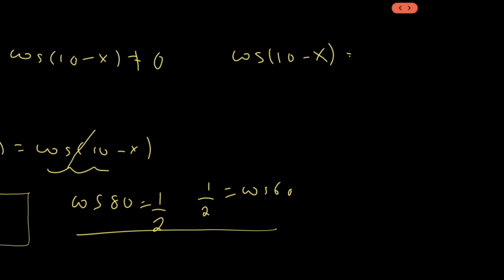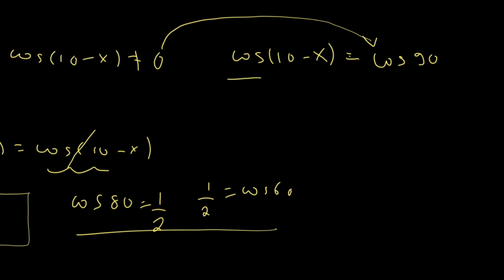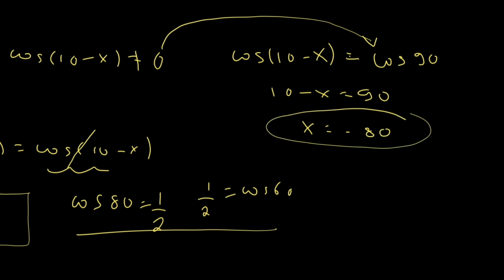Now we know that cos of 90 degrees has a value 0, so we can replace 0 with cos of 90 degrees. Okay, now we have cos on both sides, so we can simply compare the angles. Therefore 10 minus x equals 90. We get the value of x equals negative 80, and that's again not true, because x cannot be negative.